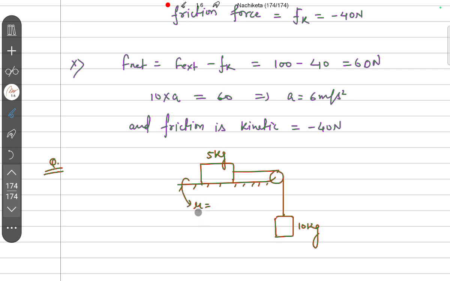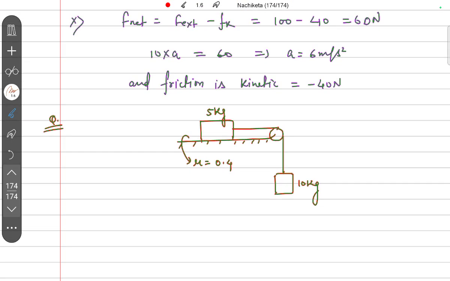And when only one mu is given, like here, in that case, what do we imagine? In such cases, we assume that mu s and mu k are both equal. Okay, static as well as kinetic friction are going to be equal. So in the case of sliding, we can take them that way. Otherwise, we will go ahead.